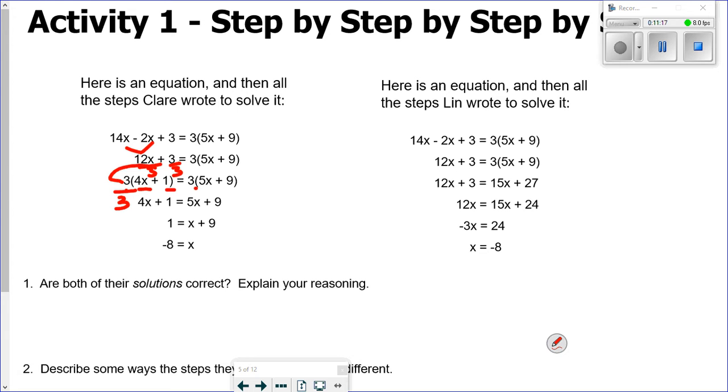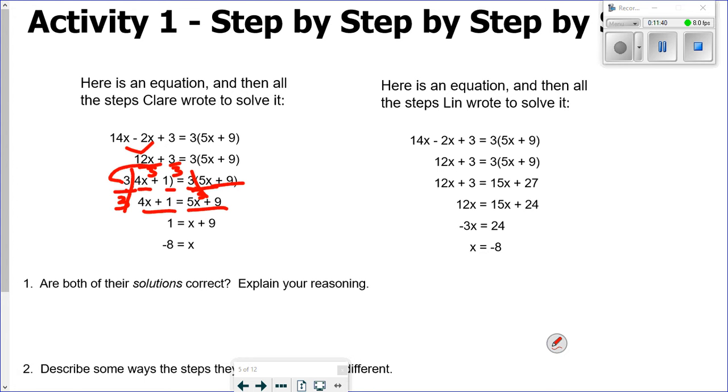She knows whatever she does to the left, she must also do to the right. So she divides the right by 3. When doing so, 3 divided by 3 makes 1 whole, or they divide out, and she is simply left with 4x plus 1. On the right, again, 3 divided by 3 makes 1 whole, or again, they divide out, and she is left with 5x plus 9 on the right.